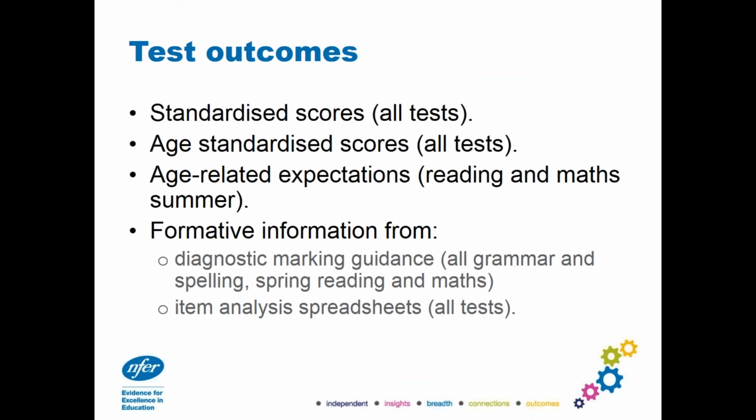We then have a measure of age-related expectations, which is included in the reading and the maths summer tests, and I will talk more about that shortly. We also have 2 elements of formative information. This can be through the diagnostic marking guidance that I mentioned, but also through item analysis spreadsheets, which I will go on to talk about shortly.